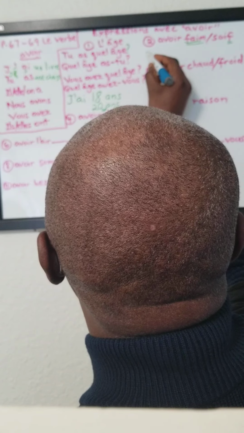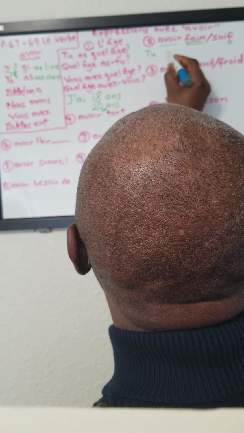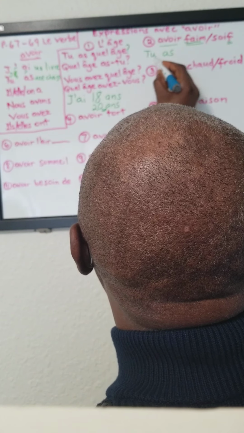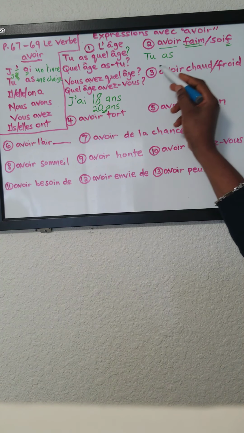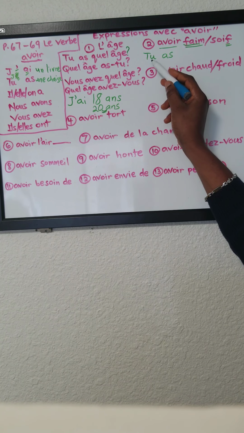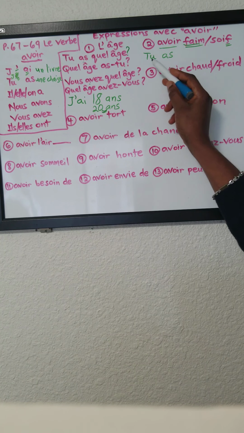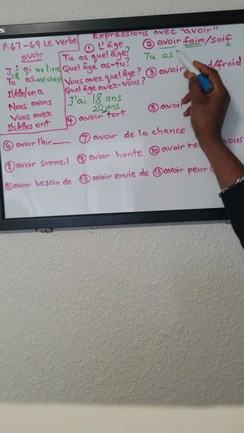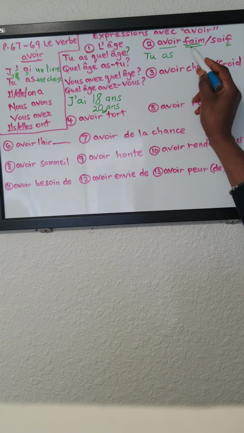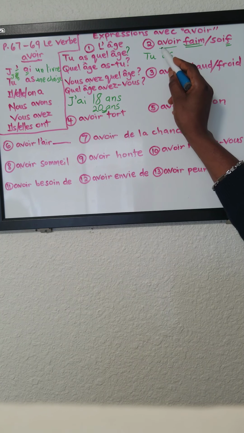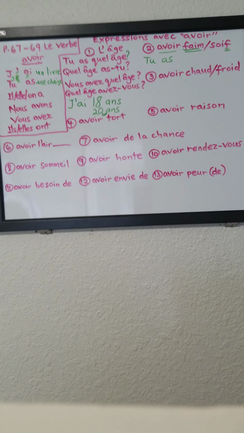So, if you want to say, you are thirsty, then tu, and the avoir part is changed to agree with the subject pronoun. So, tu as faim. If you are thirsty, tu as soif. Faim is not touched, don't change it. Soif is not touched, just the verb form is changed to agree with the subject pronoun.